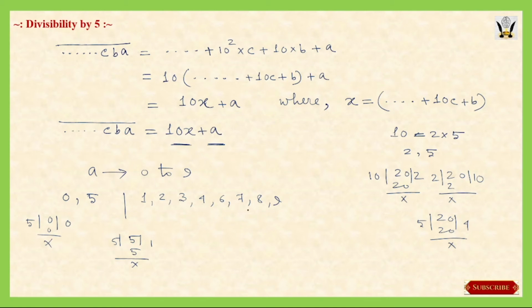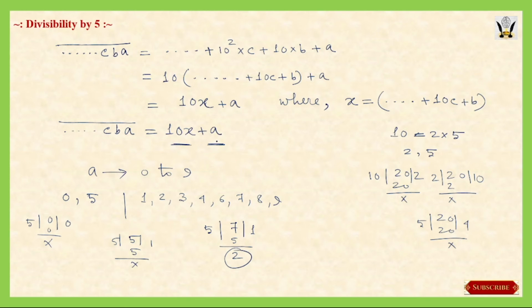Otherwise, if we pick any other number from this list, suppose 7, and divide 7 by 5, the quotient will be 1 but the remainder will be 2. So there will always be a non-zero remainder if we divide these numbers by 5. That means from 0 to 9, there are only two numbers, 0 and 5, which are divisible by 5 with no remainder. That means in this format 10x plus a, only these two values, 0 and 5, make the number divisible by 5.